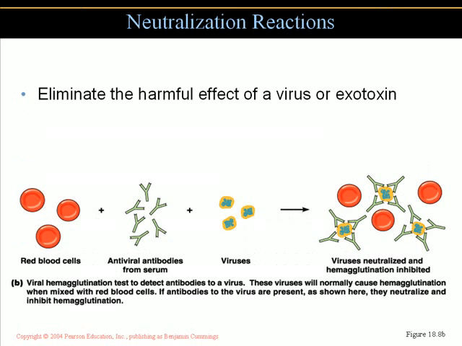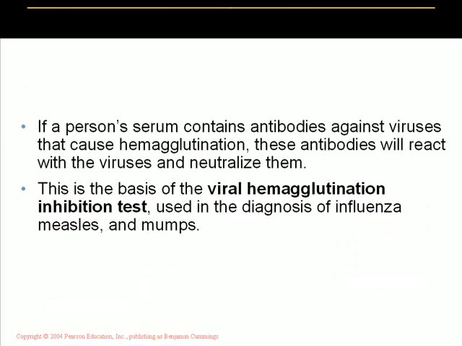Again, the textbook shows you the harmful effects of a virus or an exotoxin. Antiviral antibodies in the serum and a virus in the serum. The virus is neutralized and the hemagglutinin is inhibited. Viral hemagglutination tests detect antibodies to a virus. These viruses will normally cause hemagglutination when mixed with red blood cells. If the antibodies to the virus are present, as shown in the illustration above, they neutralize or inhibit hemagglutination.